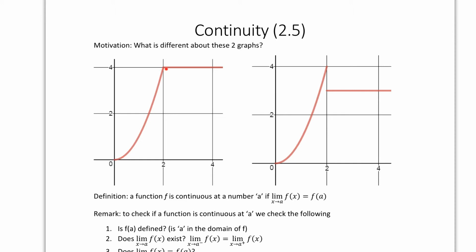One of them is a parabola and a straight line, and the other one is a parabola and a straight line. But it feels like there's something different between them. There's something fundamentally different about this one than this one. And if you start to look at it, you might use words like maybe connected. If you look at this graph, I would argue that it looks pretty connected.